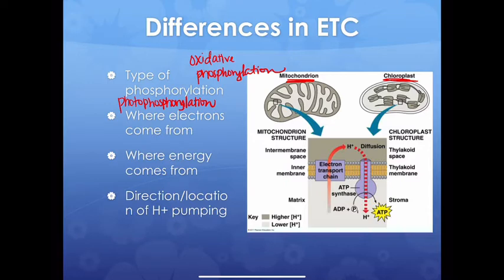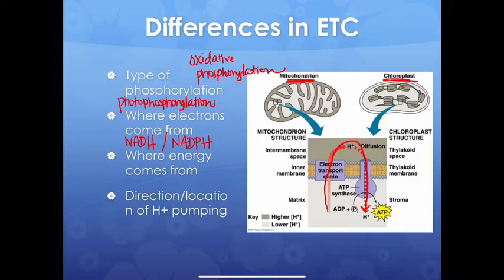Okay, so where do the electrons come from? Maybe the best question is what is the carrier here? In cellular respiration, the electron carrier is NADH. In photosynthesis, the electron carrier is NADPH. And those are the electrons that, when these electron carriers are broken down, are going to be fed through this chemiosmosis.